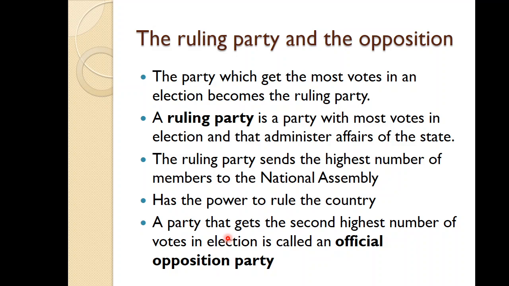The party which gets the most votes in an election becomes the ruling party. What is a ruling party? It's a party with the most votes in an election, and they administer the affairs of the state. The ruling party is the one that sends the highest number of members to the National Assembly and the Parliament. They have the power to rule the country, like SWAPO. SWAPO is the ruling party because it received the highest votes in last year's election.